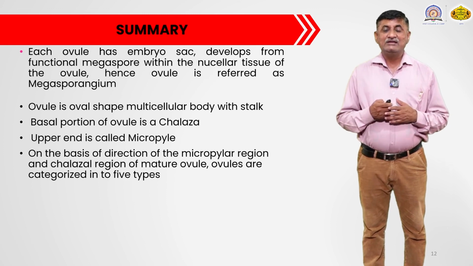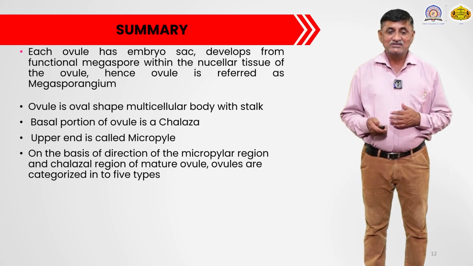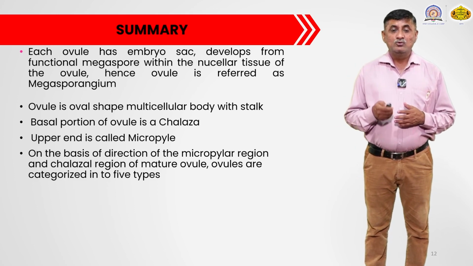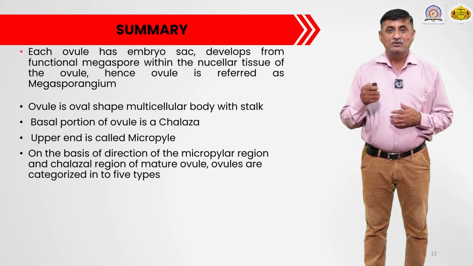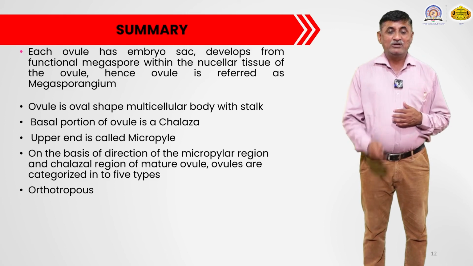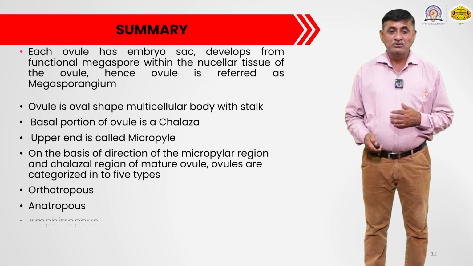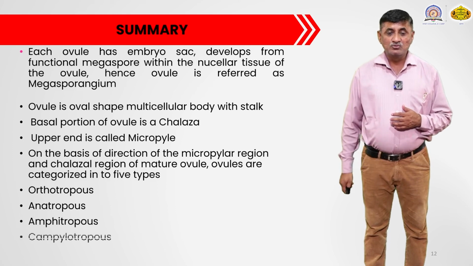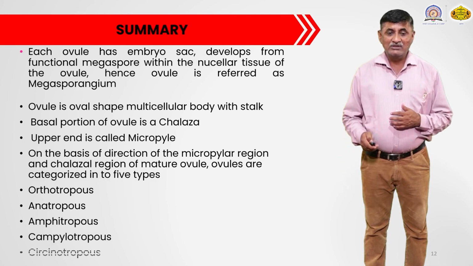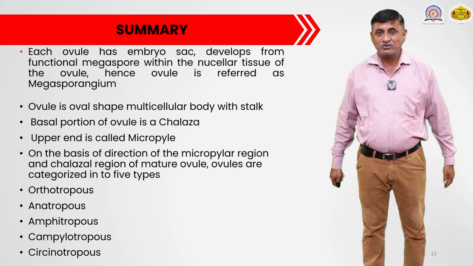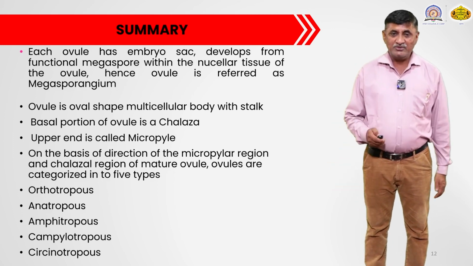On the basis of direction of micropylar region and chalazal region of the mature ovule, ovules are categorized into 5 types, and those 5 types are Orthotropous ovule, Anatropous ovule, Amphitropous ovule, Campylotropous ovule, and Circinotropous ovule. So this is a summary of today's topic.